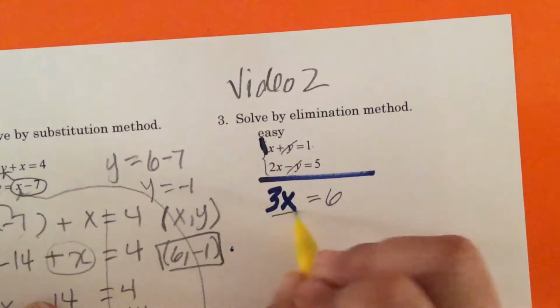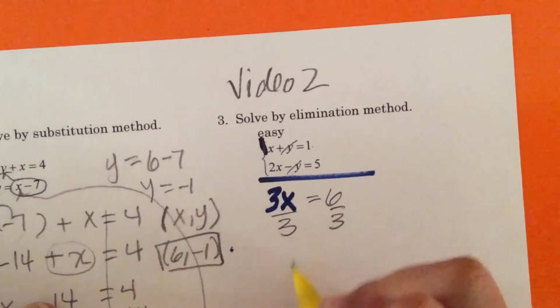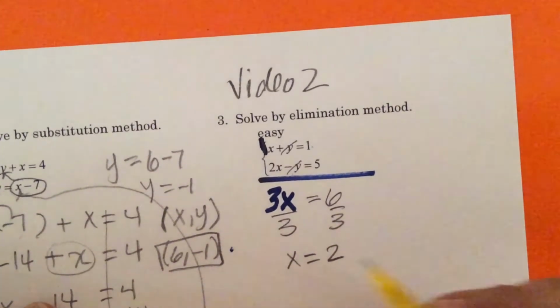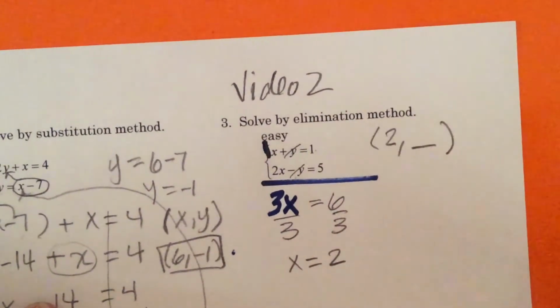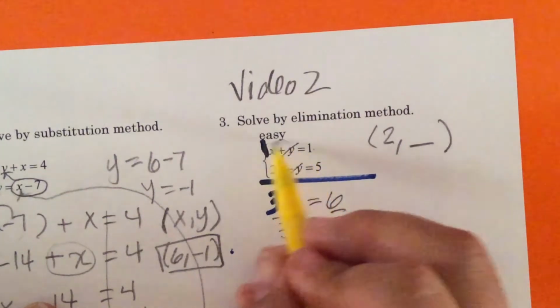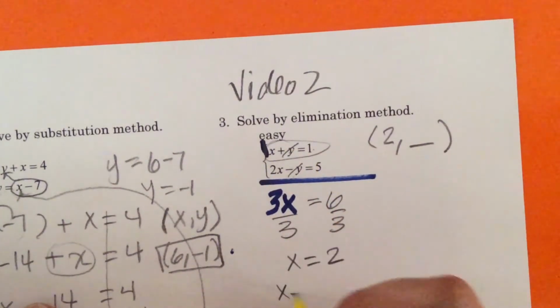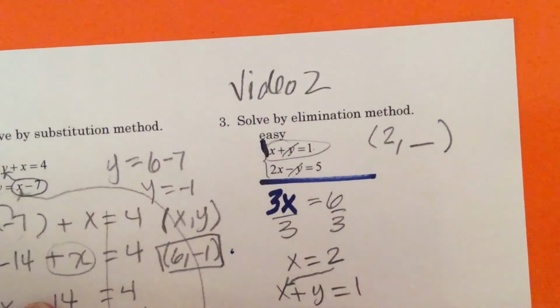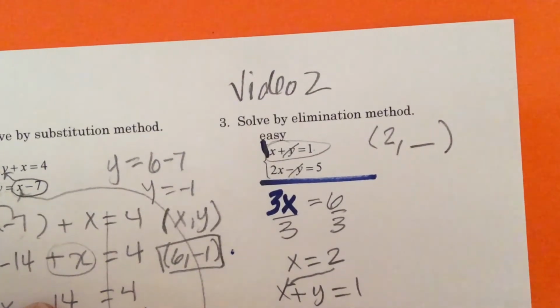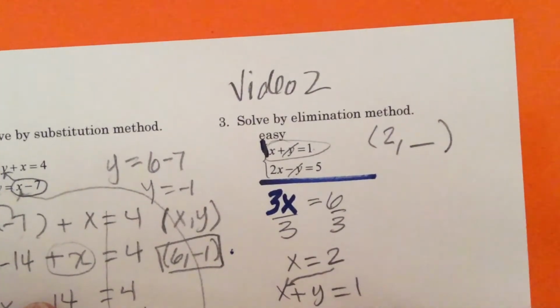And now I'm going to divide by 3. So x is 2. But I only know 2, so now I have to find y. So now I'm going to pick the first equation, x plus y equals 1. And I'm going to plug that 2 in there. So 2 plus y equals 1. Subtract the 2. So then y is equal to negative 1.